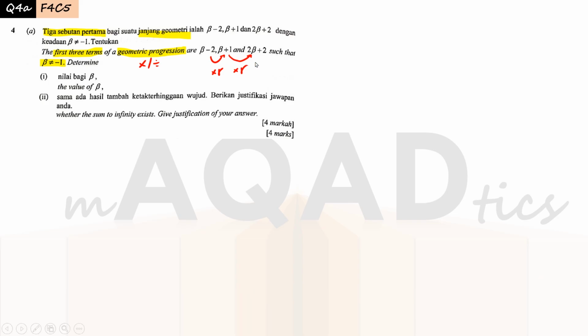Since we are multiplying by the same value, which is R, why not form multiple equations that find R? For example, if I take beta plus 1, to find R, I need to divide by the previous value, which is beta minus 2. Same goes for 2 beta plus 2.